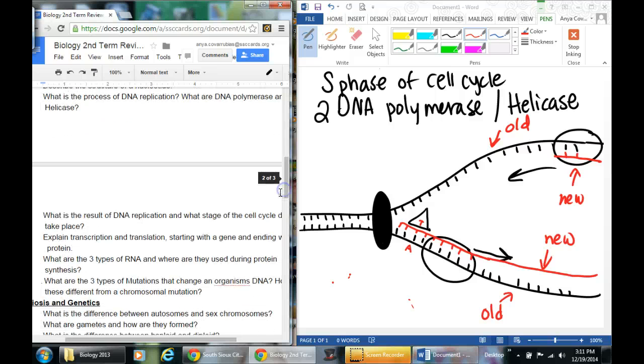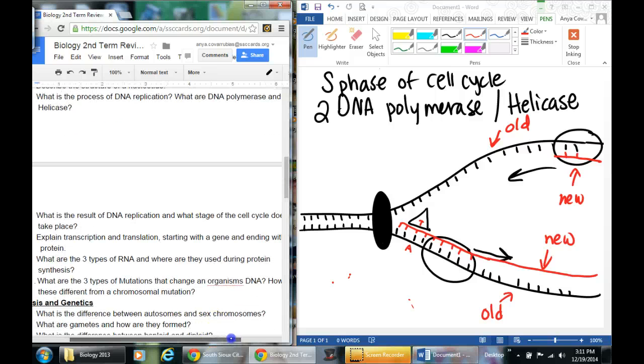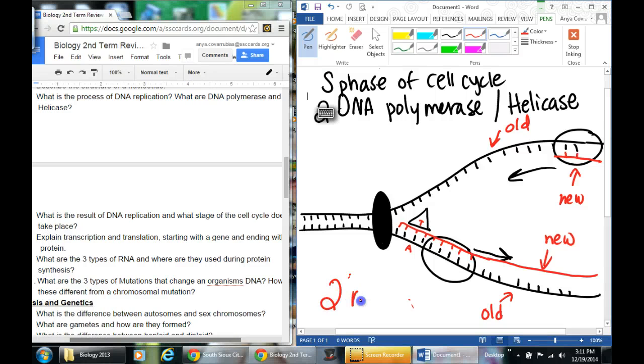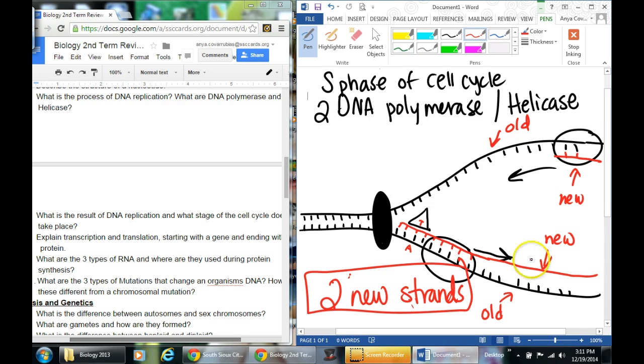Okay, so the result of DNA replication is 2 new strands of DNA. Okay, and they're exact copies, and so these are going to form those chromosomes in prophase, and then each of those daughter cells at the end of mitosis will both have one full strand of DNA. Okay, so one will have this one and one will have this one that's being formed. Okay, this again happens in the S phase.